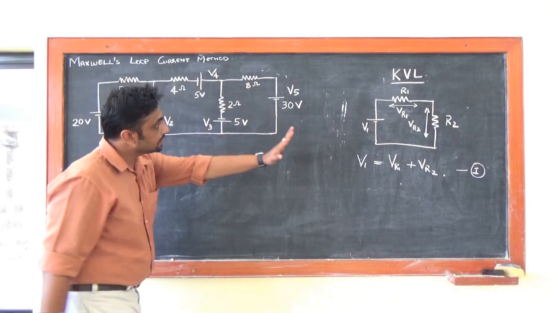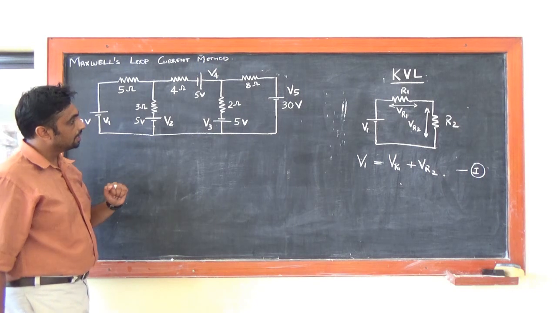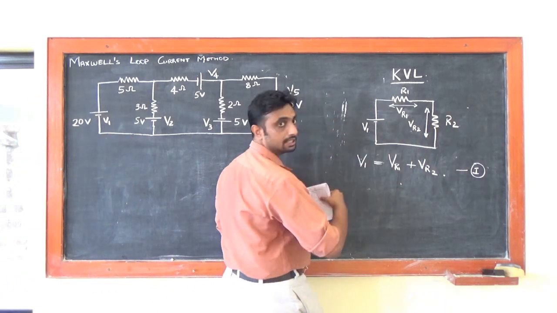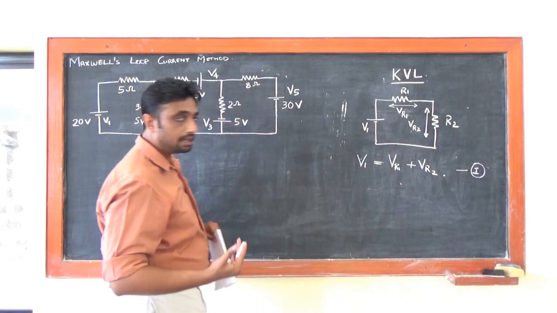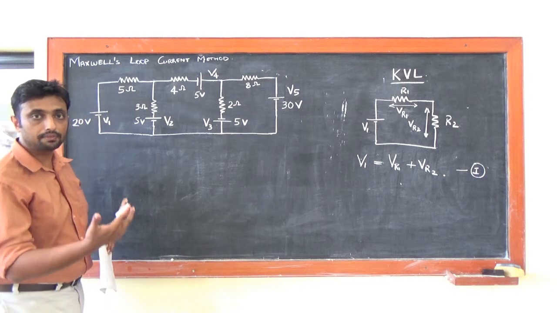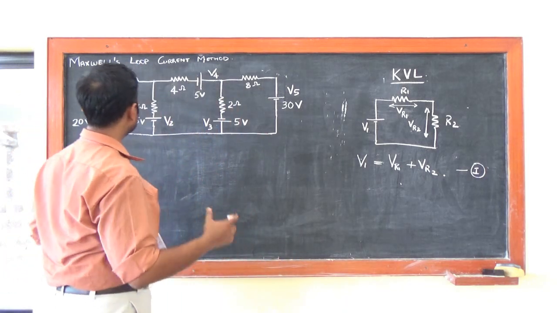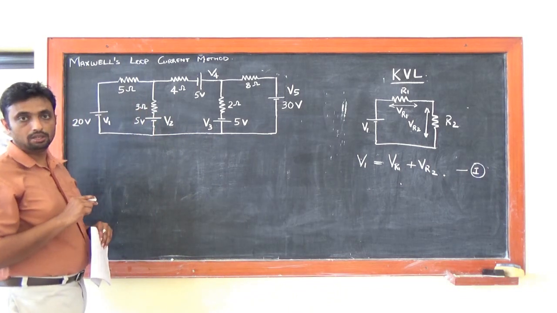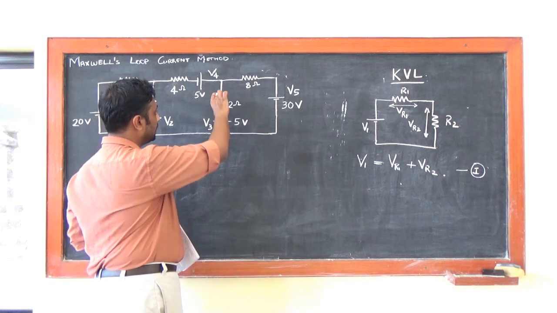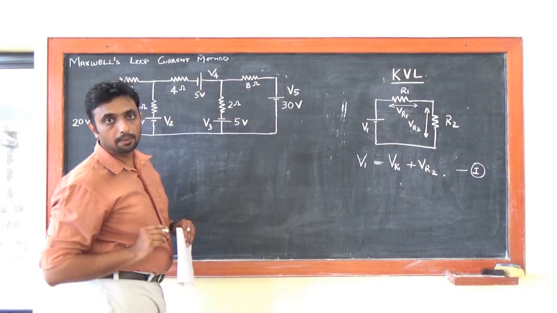Now we are using the same logic in Maxwell's loop current method. Now this is only one loop. But in real life situations we will have more than one loop. So we'll have 2 loops, 3 loops, 4 loops, and so on. So in order for us to find out the currents and the voltage ratings in all these loops, we have to use this method.